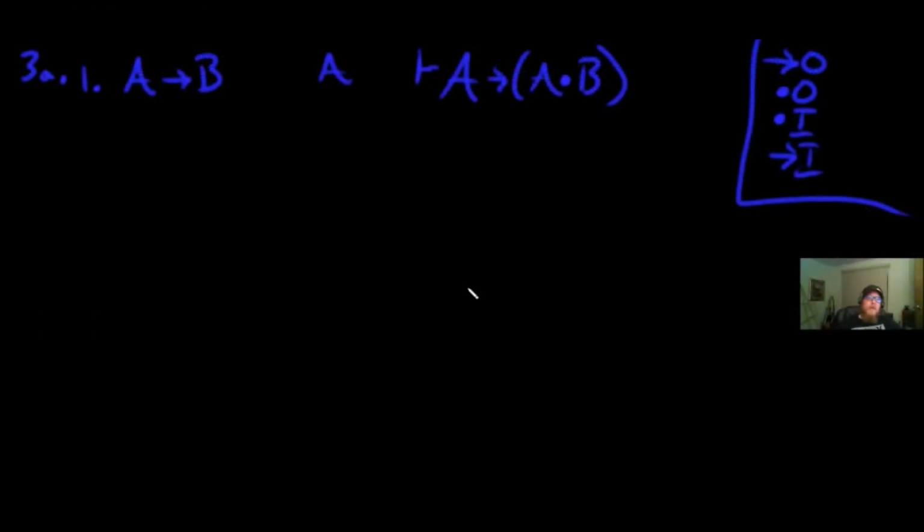Everyone, in this video what we're going to do is work on problem number 3 out of the book on the chapter, again doing conditional proofs. Let's get into it. Alright, let's start with 3a. Here's our premise up here, A arrow B. It's our one and only assumption.